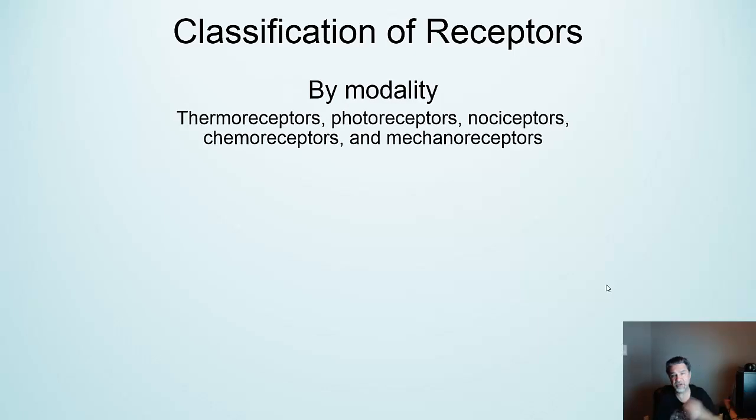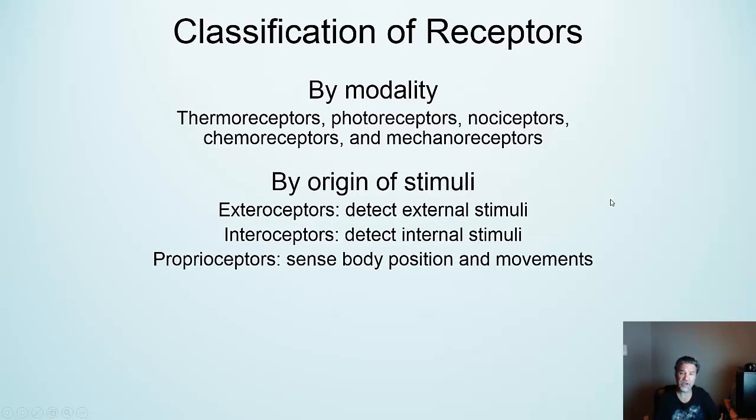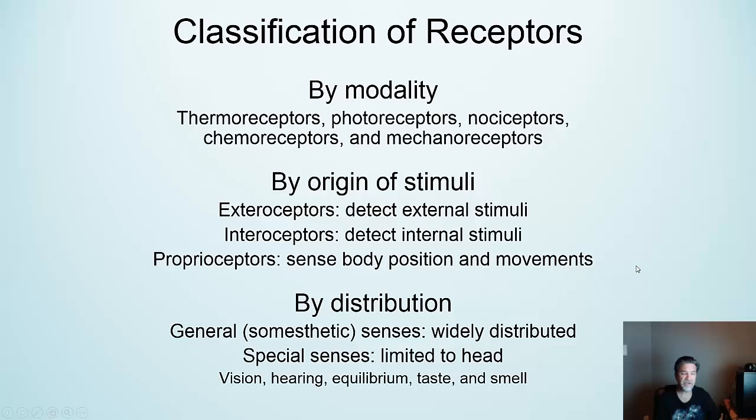All right, so we can classify receptors by modality: thermo, photo, noso, chemo, and mechanoreceptors. We'll talk about those. By where they are, where the origin is for the stimulus, and we've discussed these previously, chapter 12 or 13. Or by distribution. Is it a general sense, which are very widely distributed, or is it a special sense, meaning hearing, seeing, smelling, or tasting?